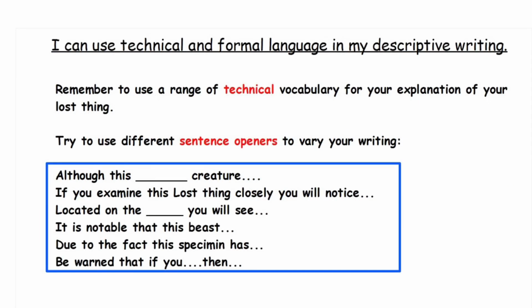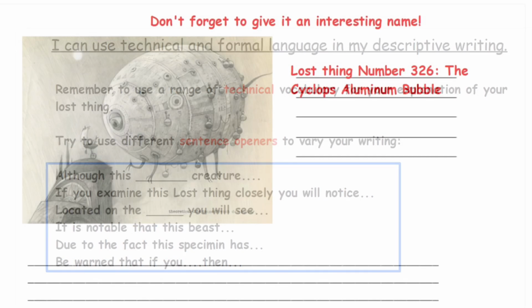Remember to use lots of technical vocabulary when you're describing your lost thing, and try to use a range of different sentence openers to keep your writing interesting. There's a selection of them here on this slide that might help to get you started. When you're ready, you're going to go to the writing sheet.